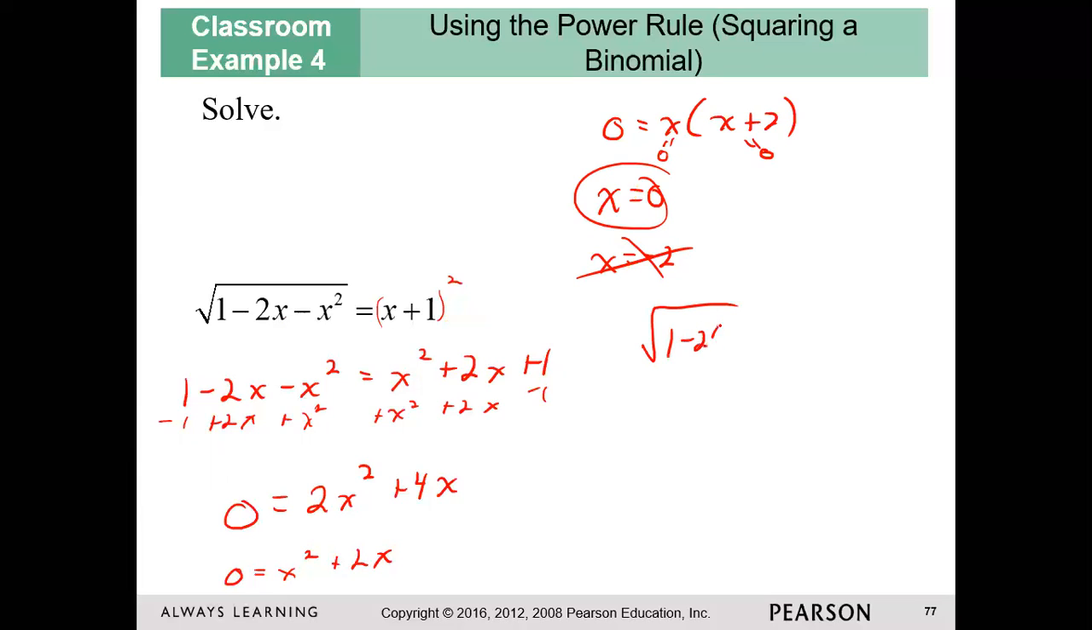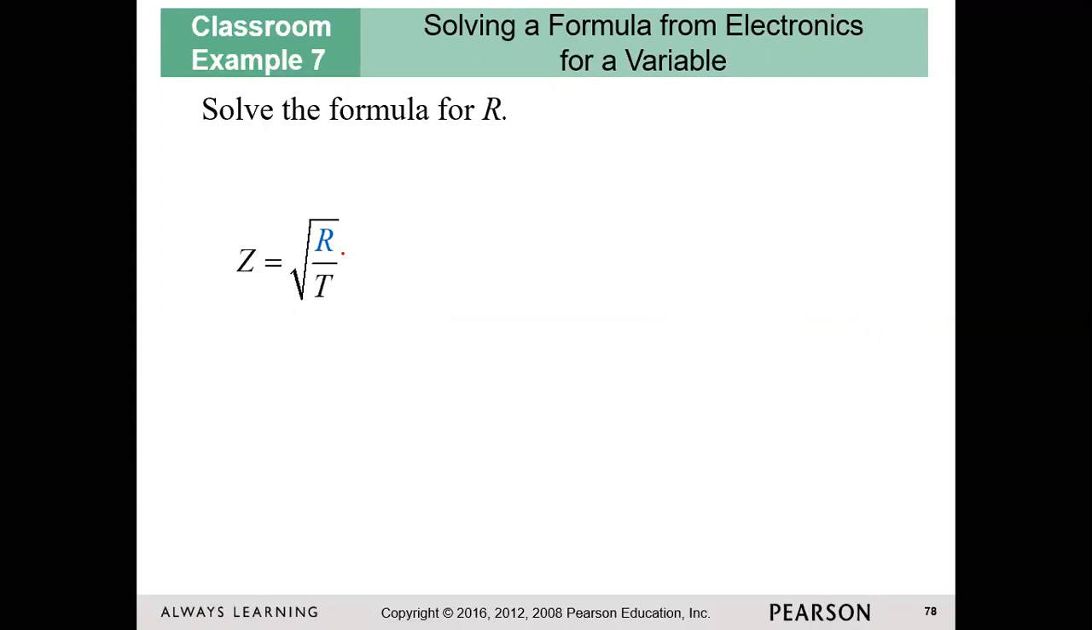1 minus 2 times 0 minus 0 squared is equal to 0 plus 1. So this is going to be the square root of 1 is equal to 1, and that is true. So this is, in fact, valid, so we are good to go there. All right, so let's do this last example, and we can be done with chapter 7.